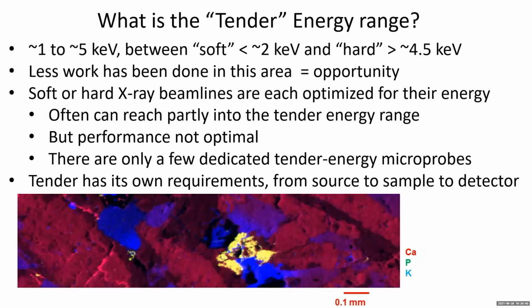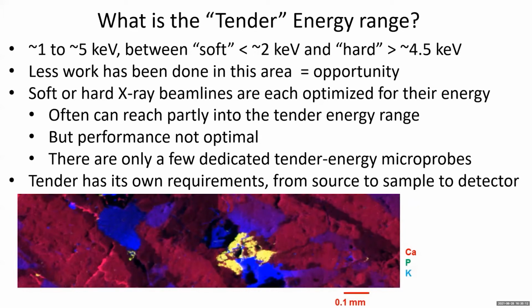In general, soft or hard X-ray beamlines are each optimized for their particular energy ranges. And although these can often reach partly into the tender energy range, there are in fact only a few dedicated tender energy microprobes available for use. And that's important because the tender energy range has its own set of requirements from the source to optics to the sample to the detector. So it's really important to optimize for that energy range.